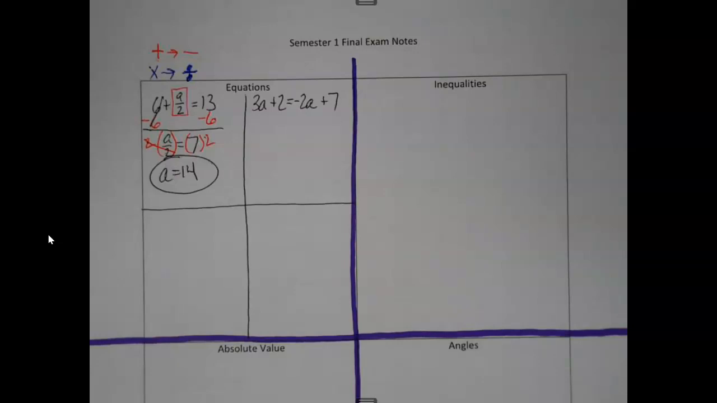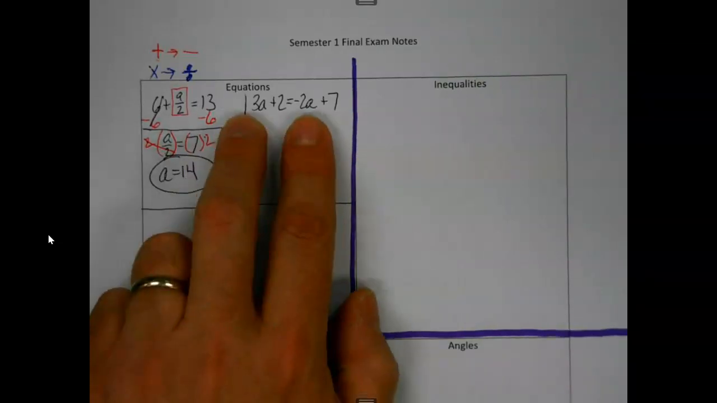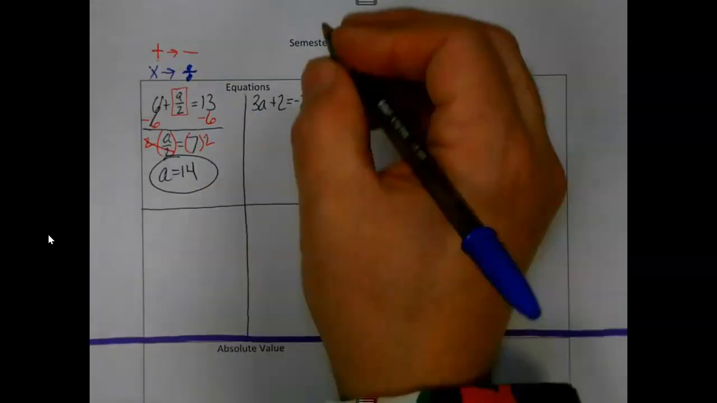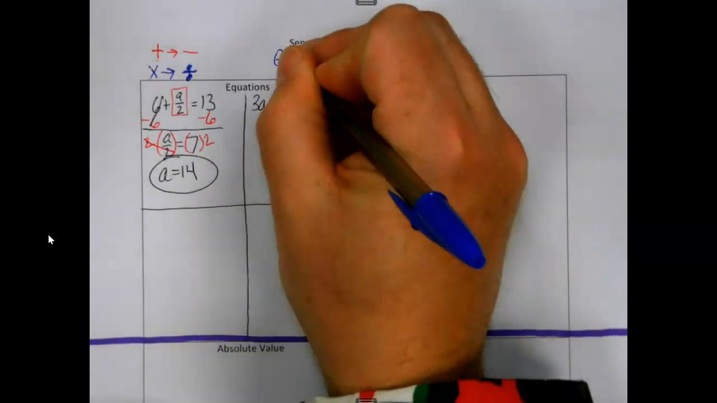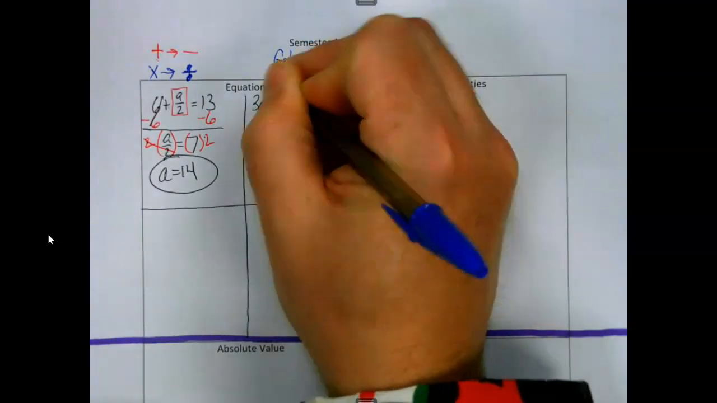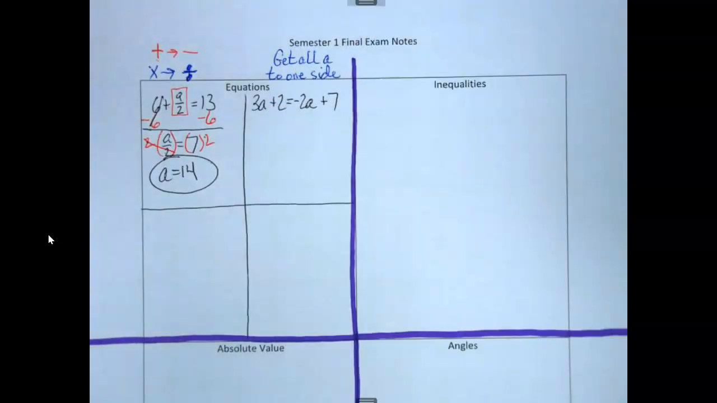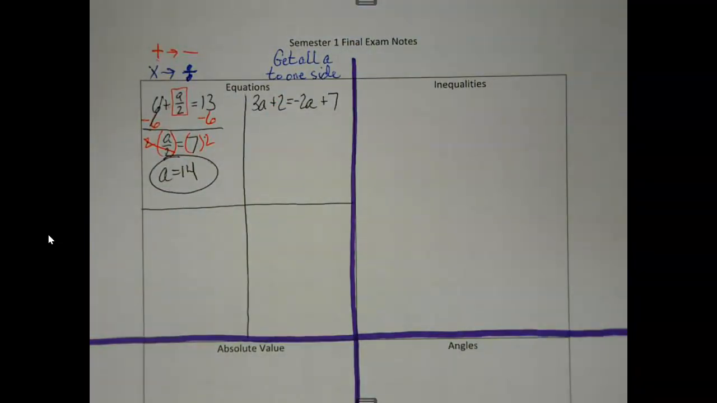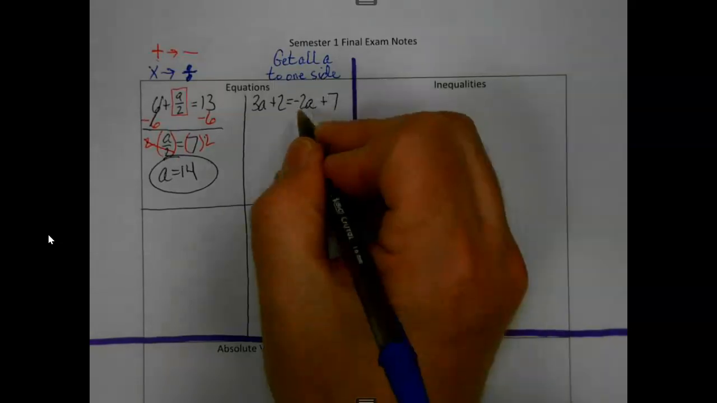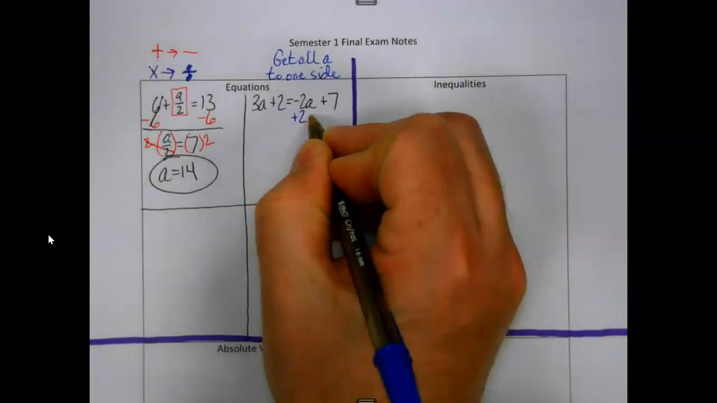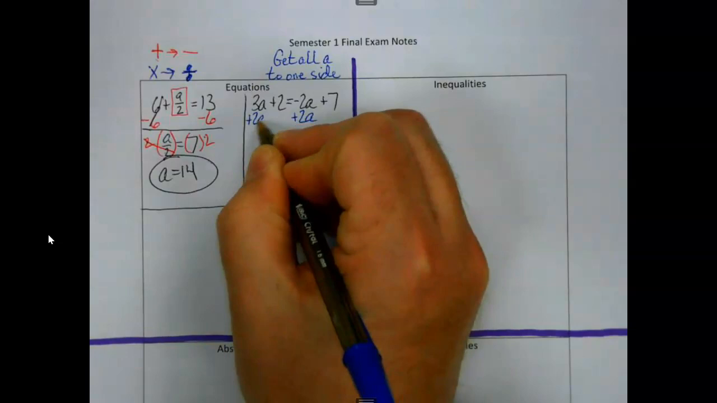So I'm like, okay, maybe I use a different color this time. But my first job here, since I have A's on both sides, maybe I make myself an extra little note in my little quadrant. I'm like, hey, I've got to make sure I get all the A's to one side first, and I can do my opposite.